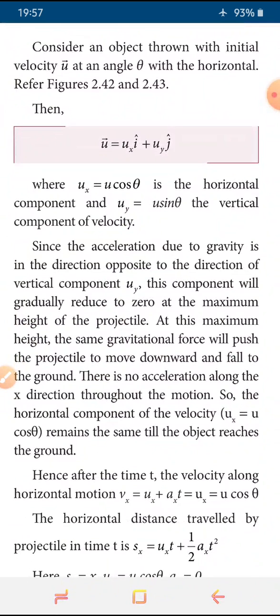Say the object is thrown with the initial velocity u vector at an angle theta with the horizontal. Then we can write the velocity u vector is equal to, along the x we can write ux i cap, and along the y we can take uy j cap. Okay, and ux we can take from the figure. Whichever component lies along the thrown angle, as we have seen in components, it will give u cos theta, and perpendicular to that, or 90 degrees with that, it gives the value u sin theta.